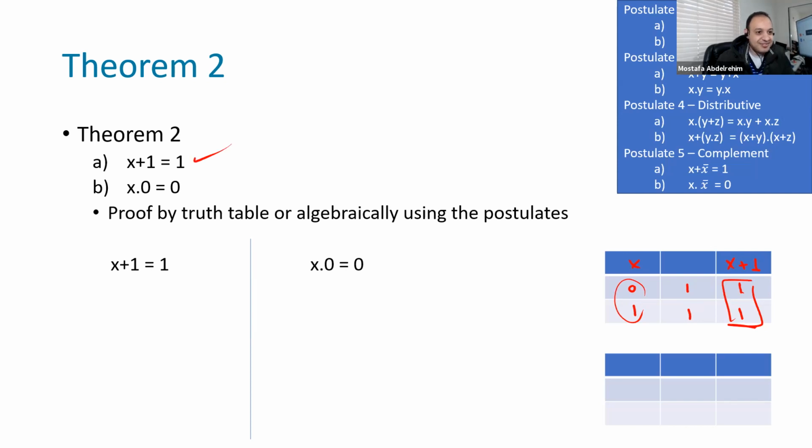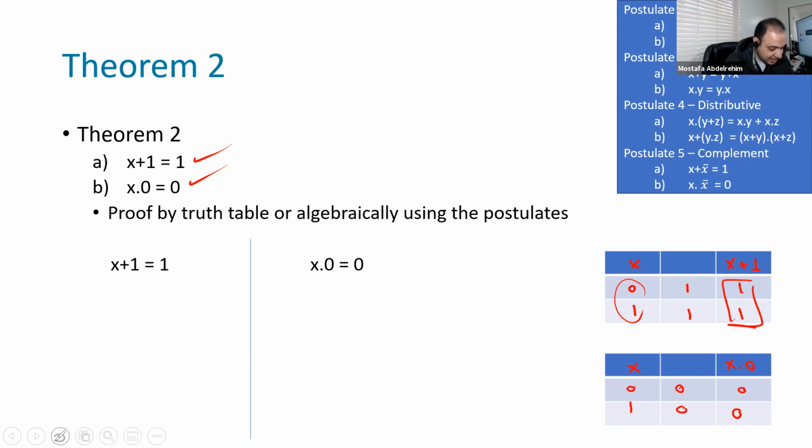This is the proof. Then x dot 0 equal to 0, so x is 0 or 1, and here is always 0, and here is x and 0. 0 and 0 is 0, 1 and 0 is 0 again. So whatever x is, if you AND it with 0, it will give you 0. So again, here we prove the second. So let's prove them algebraically, using the postulates or the axioms that we have.